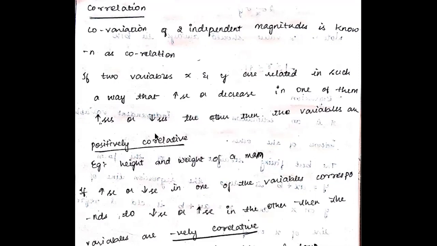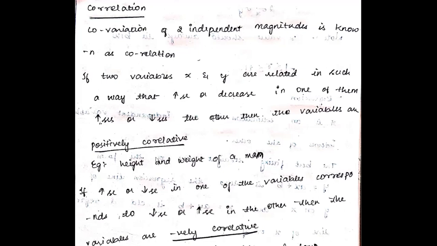There are two kinds of correlation. One is positive correlation and one more is negative correlation. If two variables x and y are related in such a way that increase or decrease in one of them corresponds to increase or decrease in the other, then the two variables are said to be positively correlated. That means if x and y are two variables and they're moving in the same direction, then they are said to be positively correlated. That is, increase in x will yield increase in y, or decrease in x will change y also in the same direction. Then these two variables are said to be positively correlated.